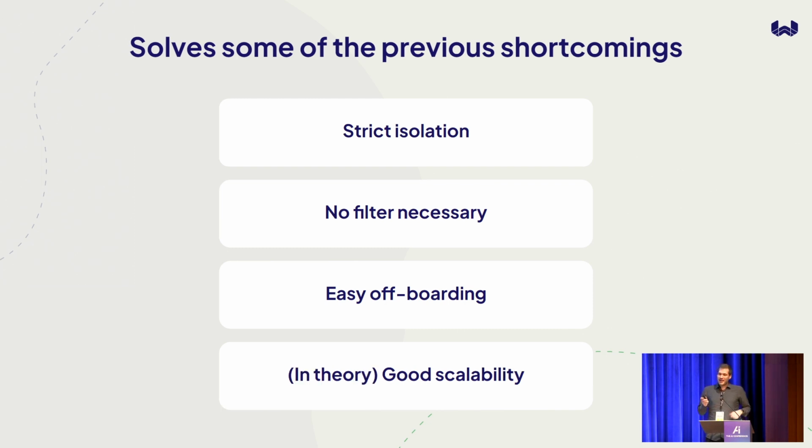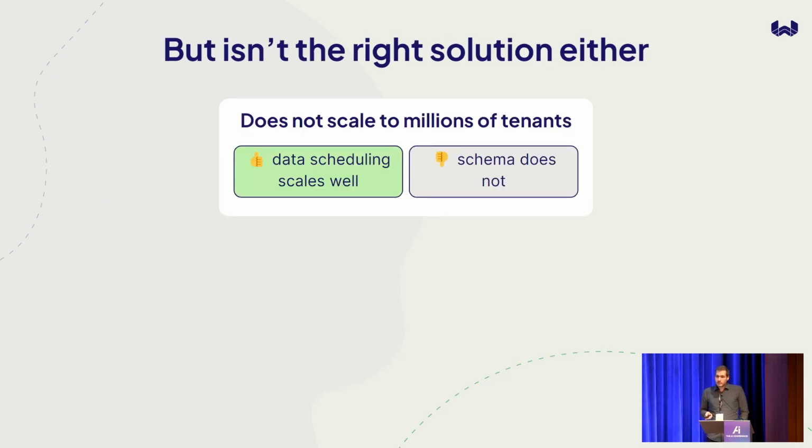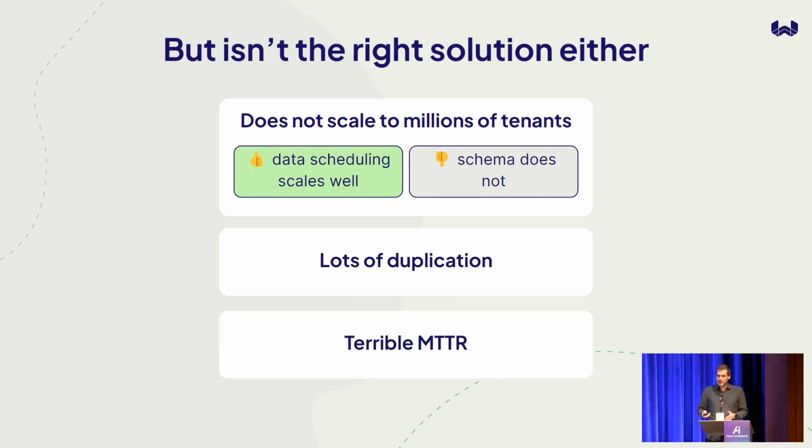That said, that's only kind of true in theory, because what we saw is that it does scale well for the data. The data can be scheduled on different nodes, and that's a typical use case. But now you have millions of collections in a system that was not designed to host millions of collections. So the schema part, which is basically the metadata of those collections, did not scale at all. You also get lots of duplication, because for each collection you have a couple of properties, a couple of settings that define that collection. If you want to update one, and you have a million collections, now you have a million updates to do. So that's kind of cumbersome.